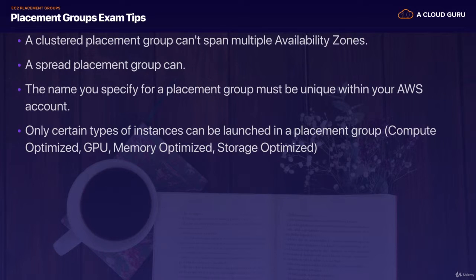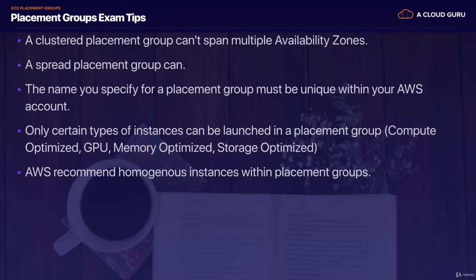and only certain types of instances can be launched into a placement group. These will be things like compute optimized, GPU or memory optimized, or storage optimized. Remember that AWS recommends homogeneous instances within placement groups, so you shouldn't have all kinds of different instance types in your placement groups. You can, but AWS does not recommend that.